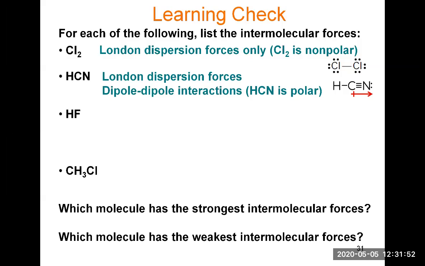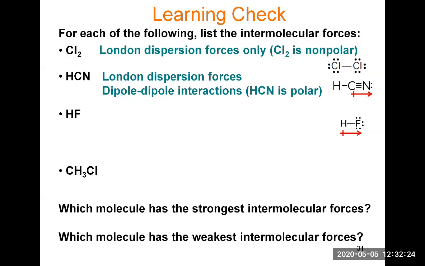HF. The Lewis structure is given to the right. Fluorine has an electronegativity of 4.0 versus hydrogen 2.1. That's a large difference, and it's a polar bond with the arrow pointing towards fluorine, because fluorine is the most electronegative element of all. So it makes hydrogen slightly electropositive.